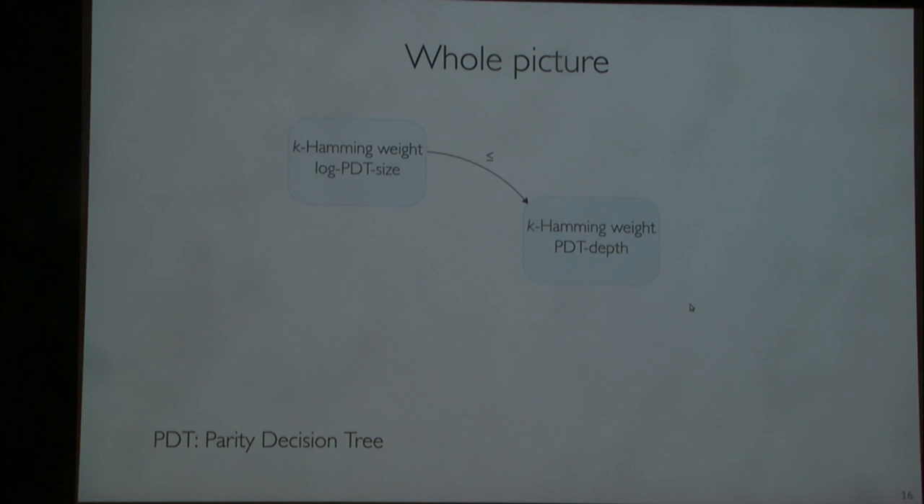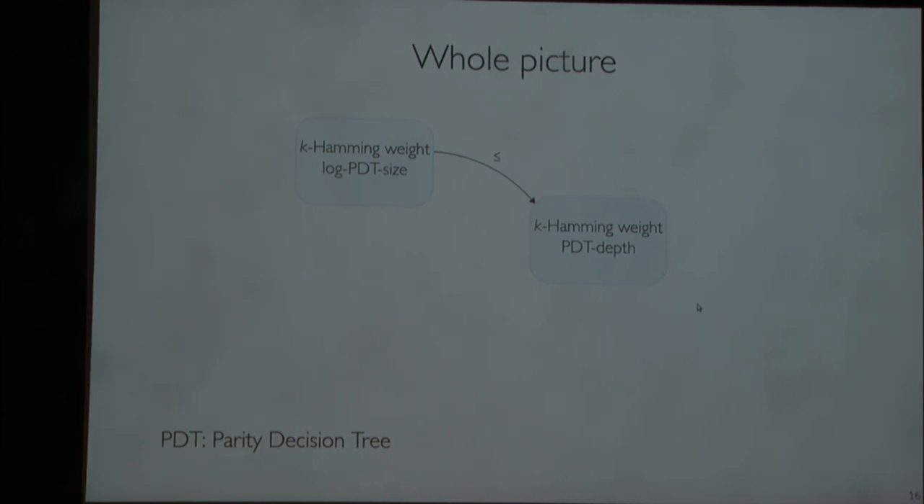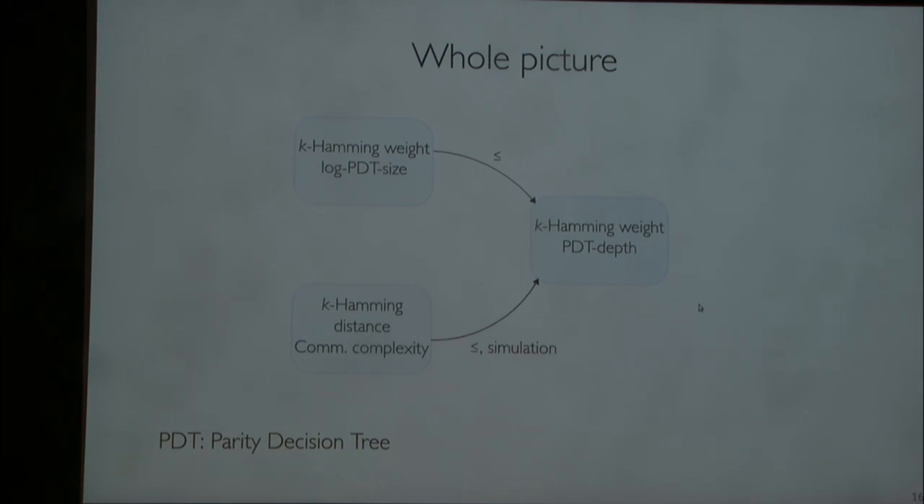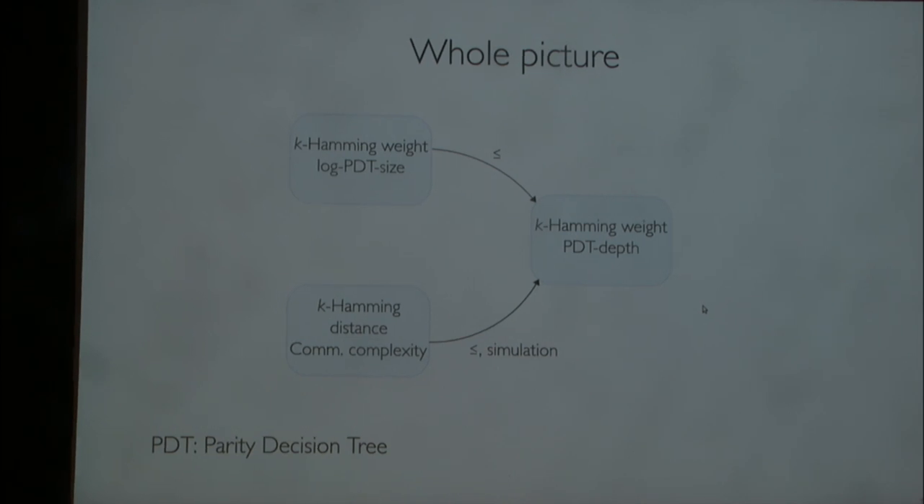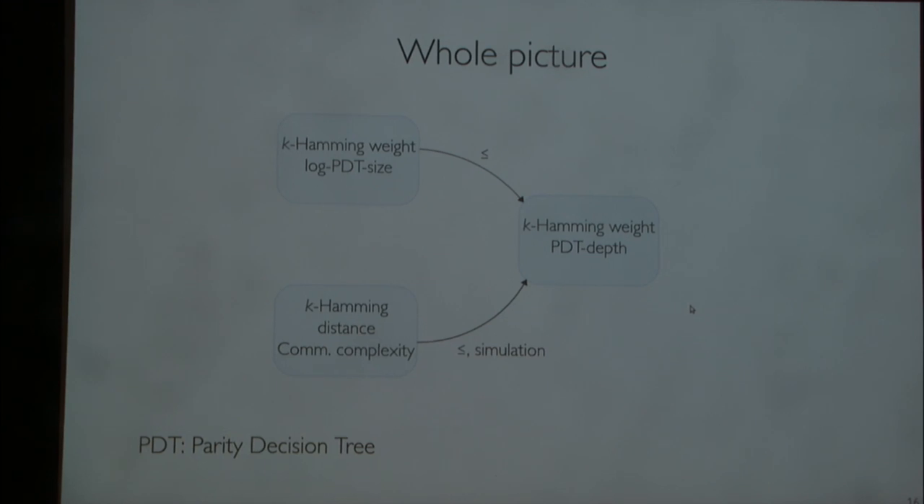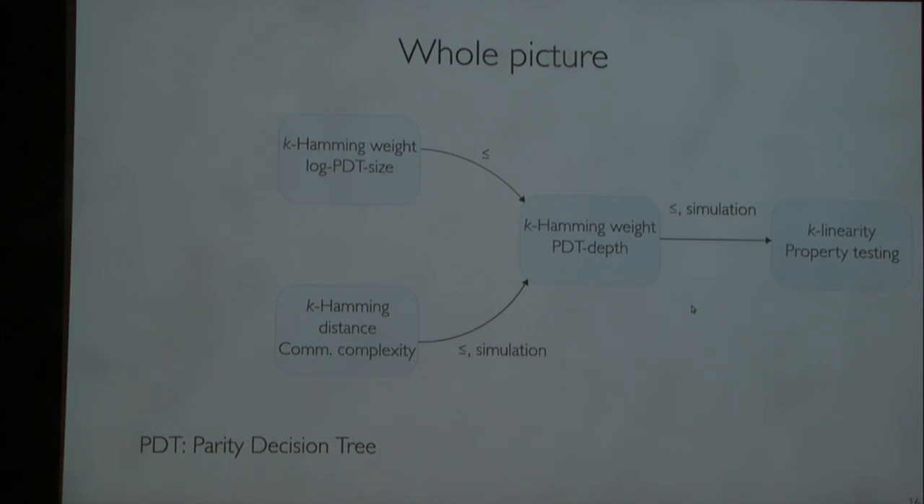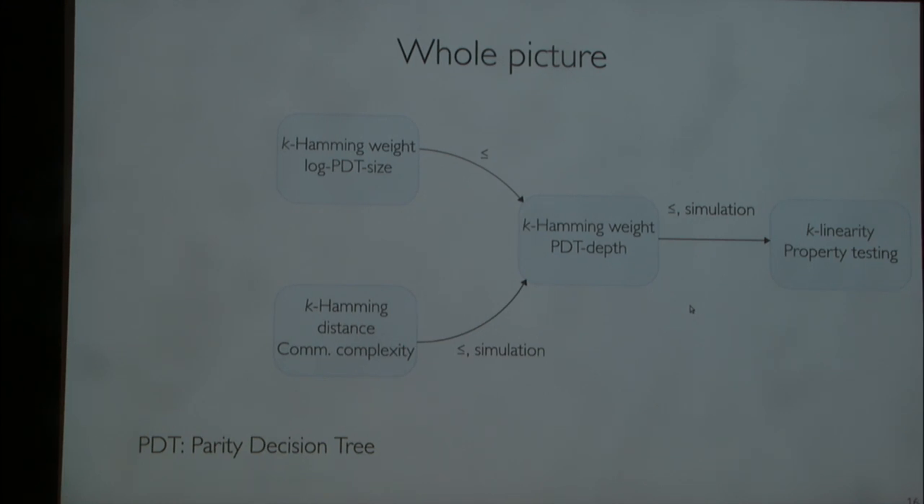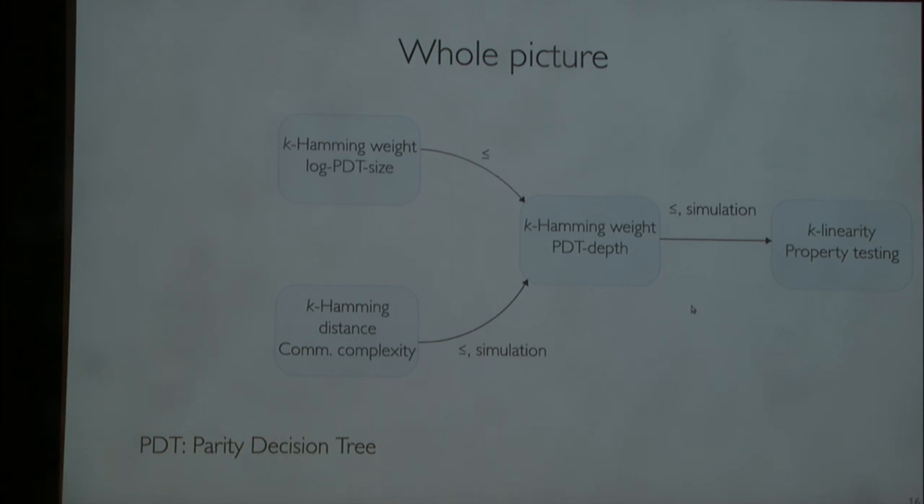Just by being a binary tree, the logarithm of the size of a PDT is a lower bound to the height of it. So we have this immediately. And by a simulation argument, we can also see that any parity decision tree can be converted to a communication protocol. And because of that, we have this inequality. Likewise, another simulation argument shows that property testing is lower bounded by PDT depth, the number of queries you make there. And in 2011, this is the connection that they established. They lower bound the property testing directly by the k-Hamming distance. And I think that this is more general, not just for k-linearity, but it applies to other problems.